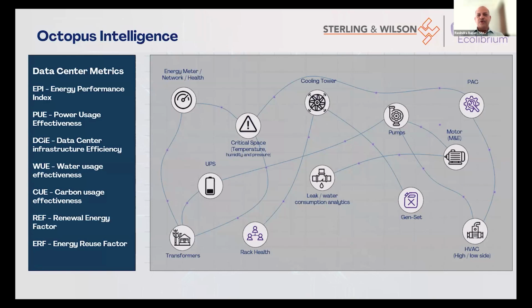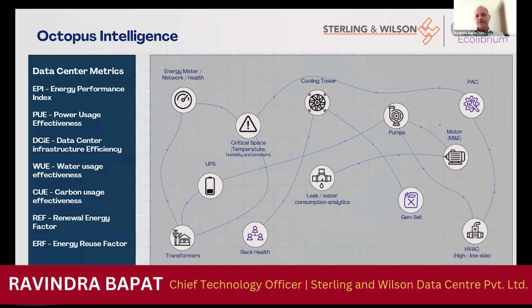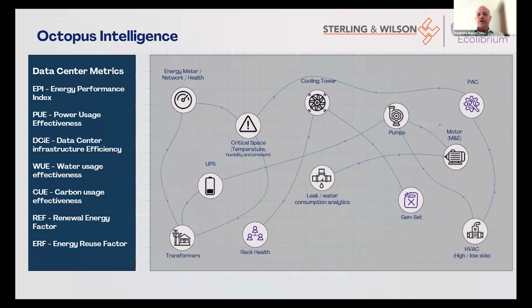Now, this is possible using the Octopus intelligence. And why do we say Octopus intelligence? Because there are multiple systems in a data center, or in a facility, you can say, where the pumps are driving the chilled water. There is a cooling tower, there is a chiller, there is a UPS. So there are multiple things, and you need to understand everything as a whole. You cannot look at one individual piece of equipment in isolation.